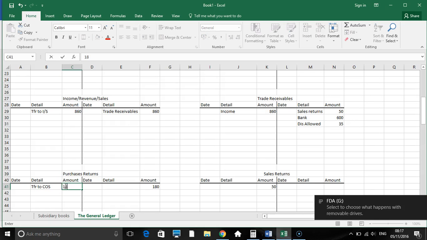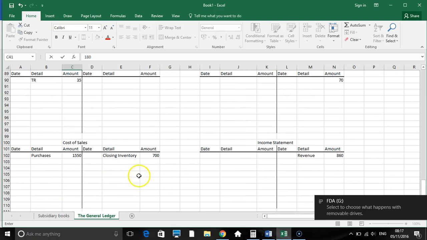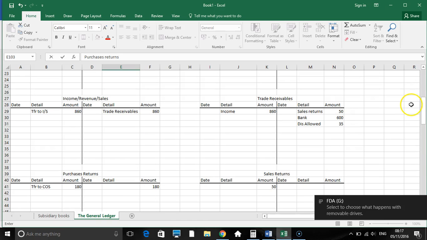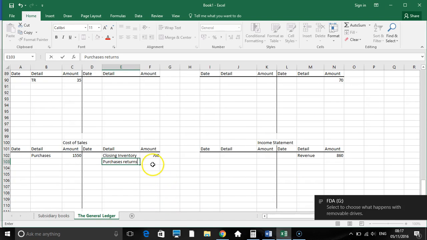Debit purchases, returns, 180. If you're debiting purchases, returns, you must be crediting the cost of sales account. Every debit has a corresponding credit. But don't just take my word for it. Look at what's going on. It must be, because purchases, returns must be on the opposing side as purchases, as I'm reducing what my purchases were for that period. 180.